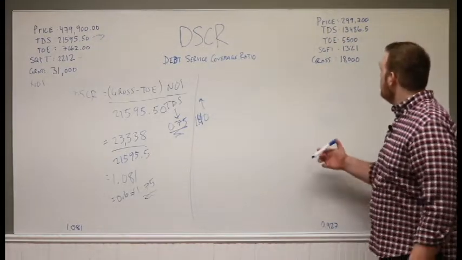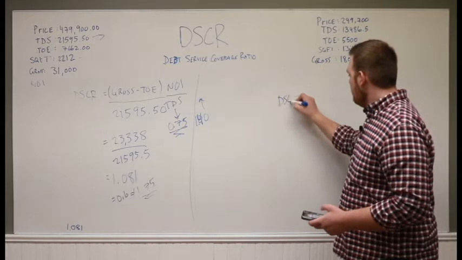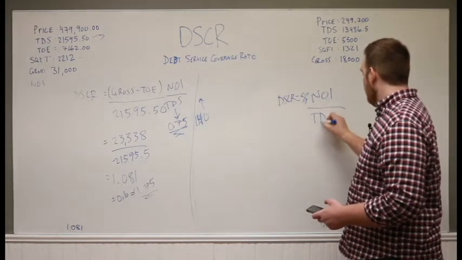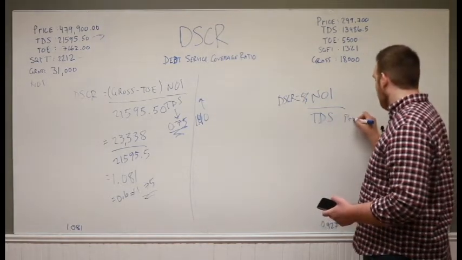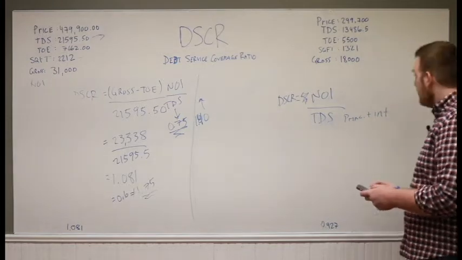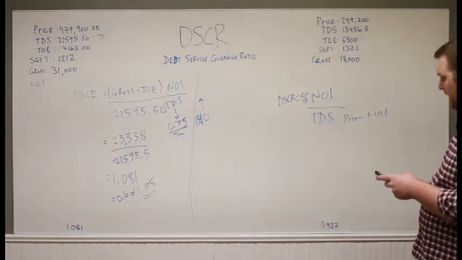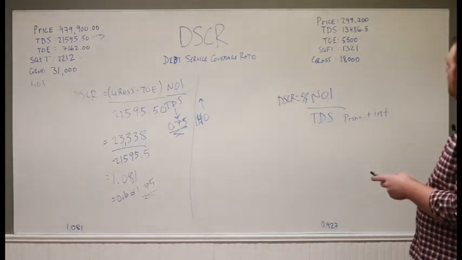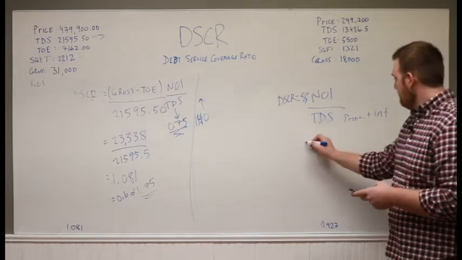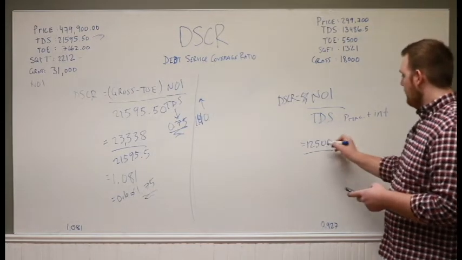Let's do a second example here. So again, we're going to need to calculate the NOI because DSCR is NOI over total debt service. And I write TDS, but you can easily write principal plus interest. I just find this looks a lot cleaner. So let's calculate the NOI and let's get this one going. So the gross, 18,000. And the total operating expenses, 5,500. Net operating income, 12,500 per year.